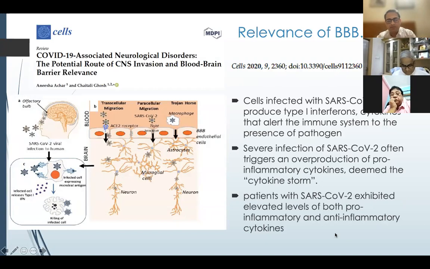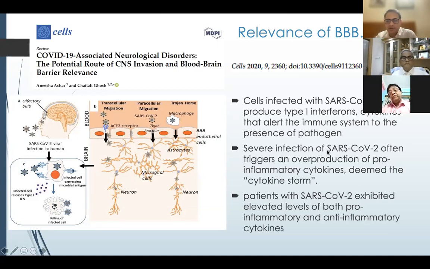Now, the relevance of the blood-brain barrier. We have been looking at the different pathomechanisms of how the virus invades the brain. We have a blood-brain barrier, which protects our brain and interacts with the other parts of the body in health and disease. Now, cells which are infected with SARS-CoV-2 may produce type 1 interferon cytokines that alert our immune system to the presence of a pathogen.